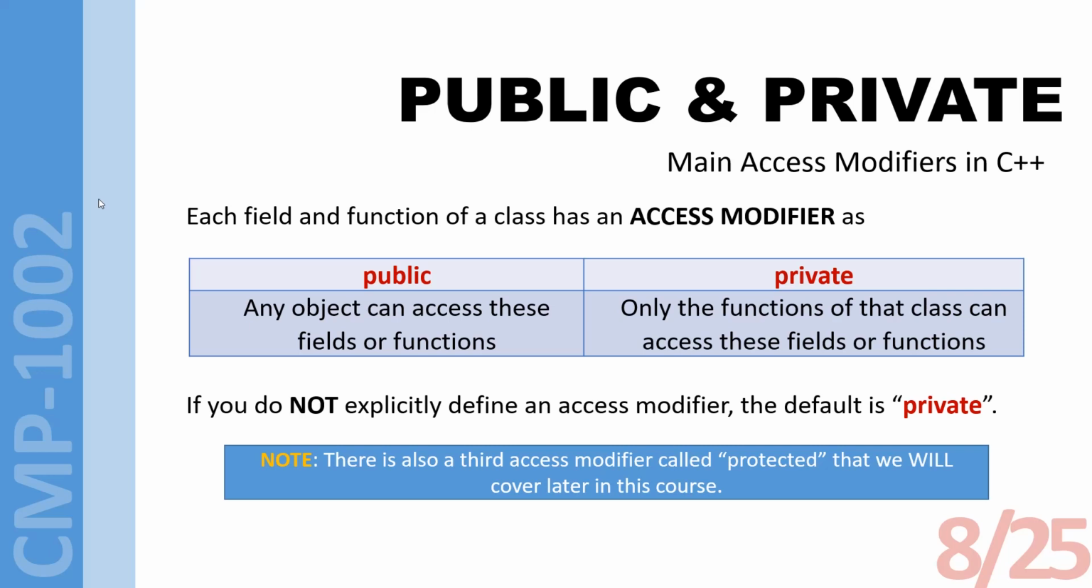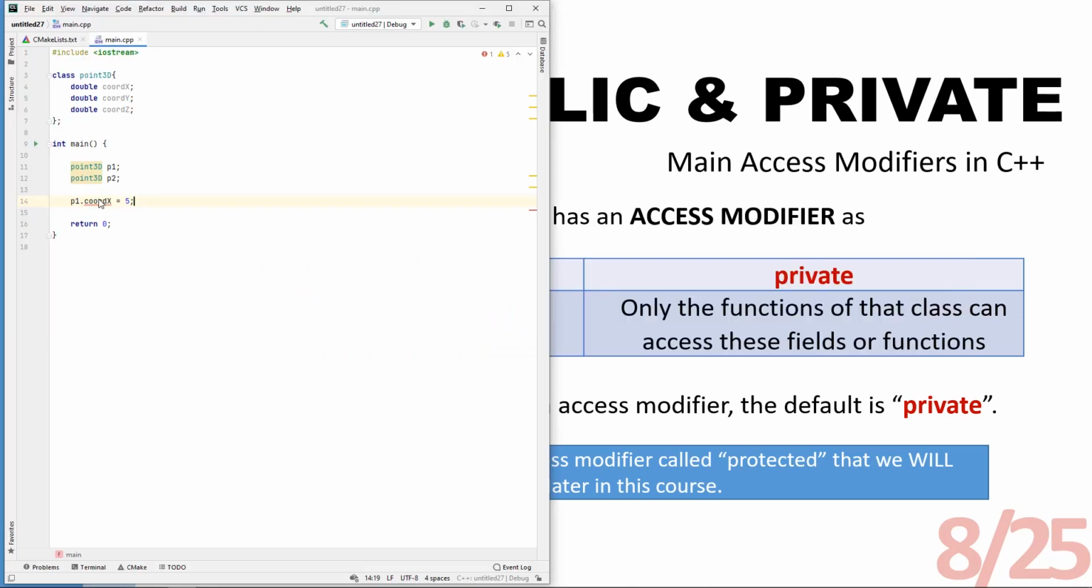And if we do not explicitly define an access modifier for any field or function, in C++ the default access modifier value is private. So since in this code I did not say anything specifically in regard to the access modifiers, all these three items have been defined as private.